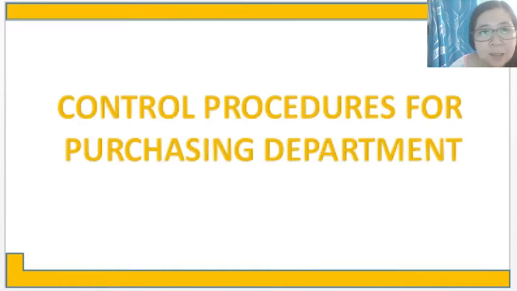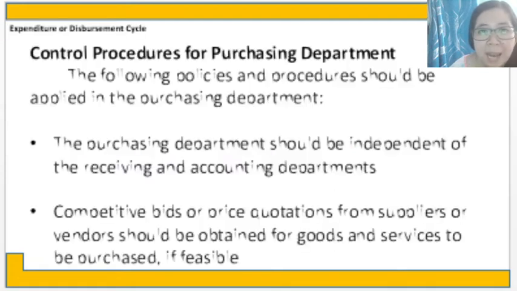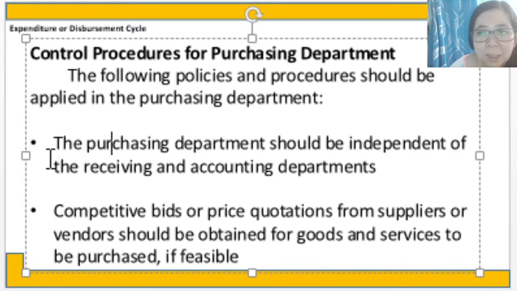So the next department is the purchasing department. Here are the following procedures and policies which they can apply for control purposes. The first one is that the purchasing department should be independent of the receiving and accounting department. Again, we emphasize here the segregation of duties between those who place the order, since part of their function is to authorize the purchase.